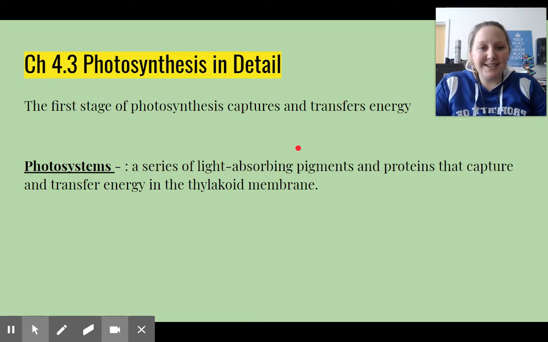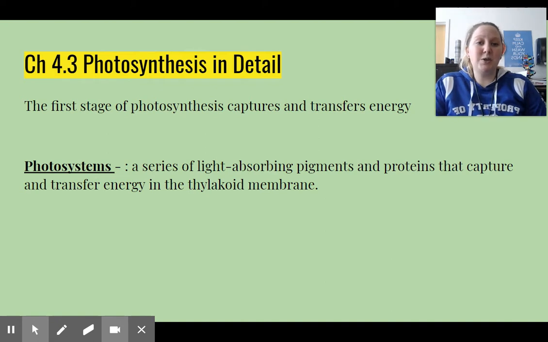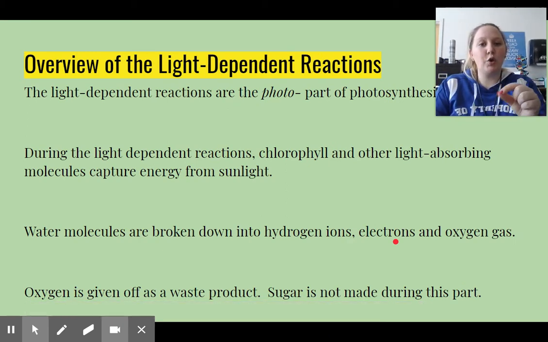So the first stage of photosynthesis captures sunlight and transfers energy. If you remember, when we talked about photosynthesis, we could break that word down into 2 parts: photo meaning light, synthesis meaning to make. A photosystem is where the photo part of photosynthesis takes place. It's a series of light-absorbing pigments and proteins that capture and transfer energy in the thylakoid membrane. These are the photo part, the light-dependent part of the photosynthesis reaction.